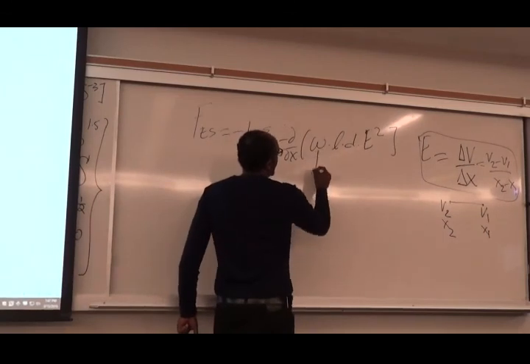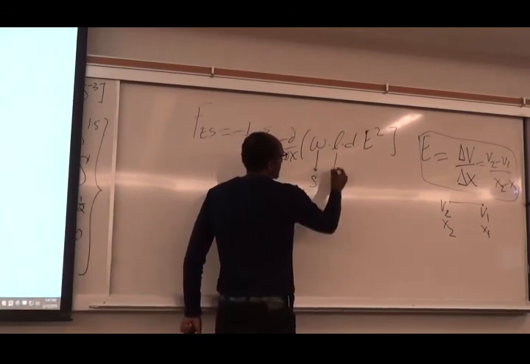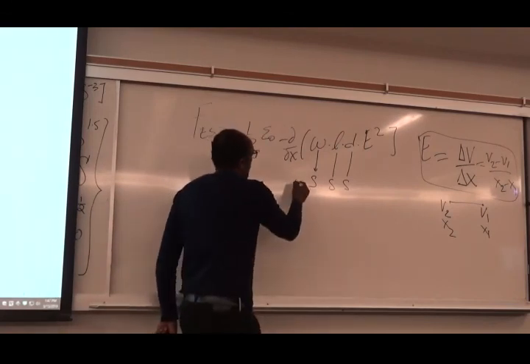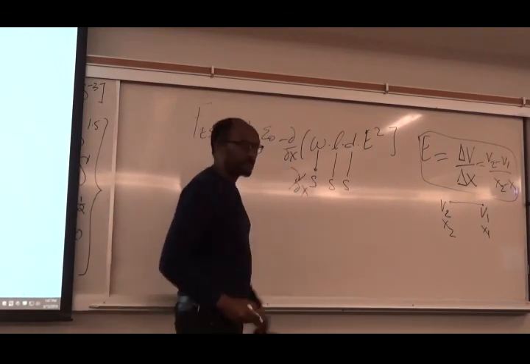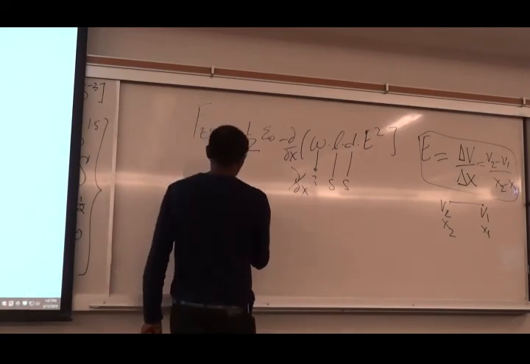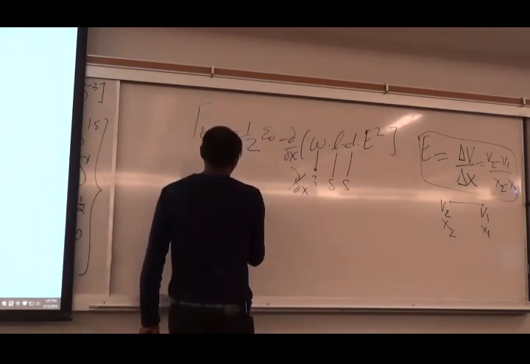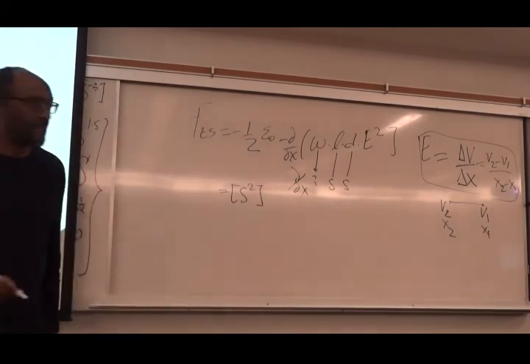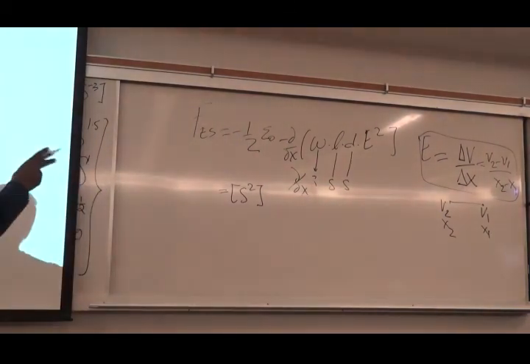So I have W, so that's S. This is another S. This is another S, right? But I'm differentiating this with respect to X. So one of the X's is going to go. One of the S's is going to go. So in terms of proportion, so this is dimensioning, that's going to be S squared. Okay? Now E squared, that's where it gets interesting.